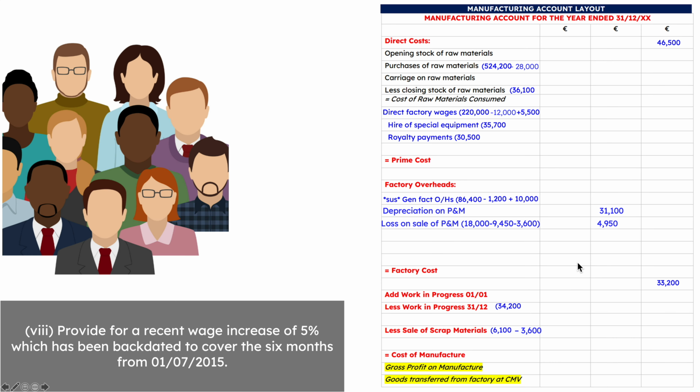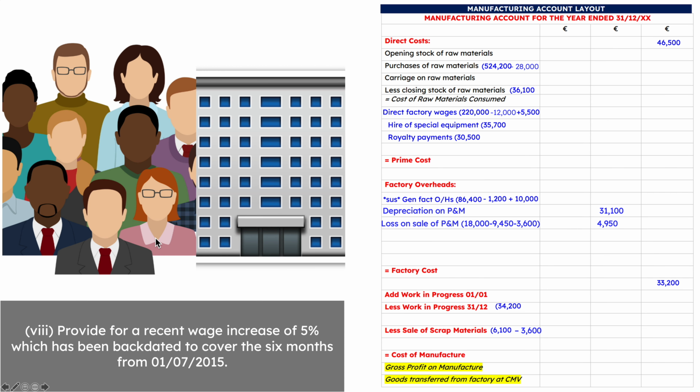Now, going back to this, we need to think about the buildings, right? Some of these employees helped make the extension, so some of this €5,500 actually relates to the extension. Just like the 12,000, we need to figure out how much is the wage increase for the €12,000 that it costs to make the extension. The people that made the extension got paid 12,000, but of that 12,000, they're due a wage increase on it.